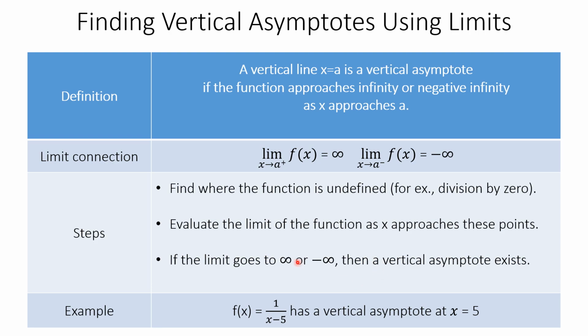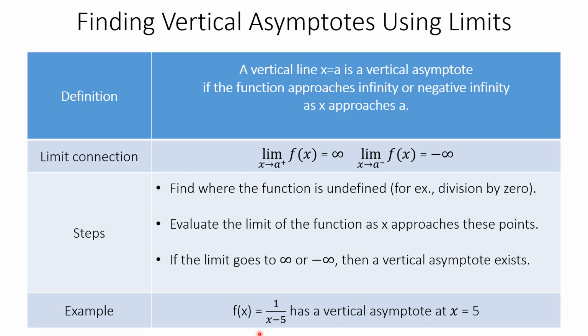Now, for example, we have an inverse function here. The function equals 1 over x minus 5. So this has a vertical asymptote of x equals 5. But how do we find that out? First, find where the function is undefined. So for example here, division by 0. To create a division by 0 here, x would have to equal 5. So now we have a place where the function is undefined. Now we have to evaluate the limit of the function as x approaches these points.